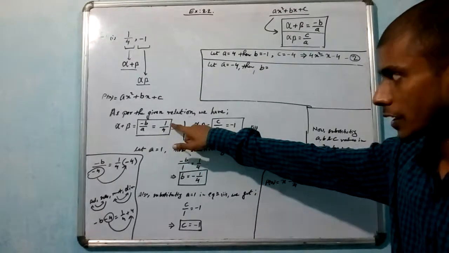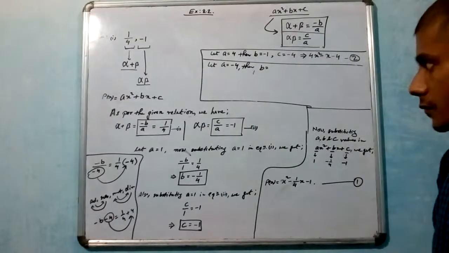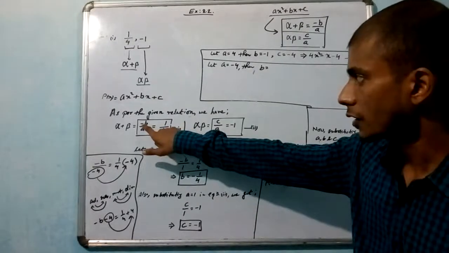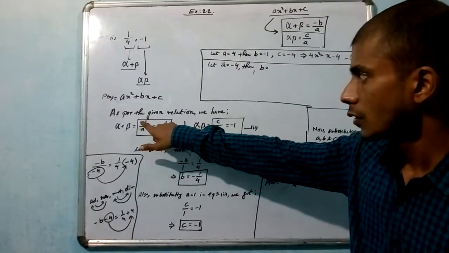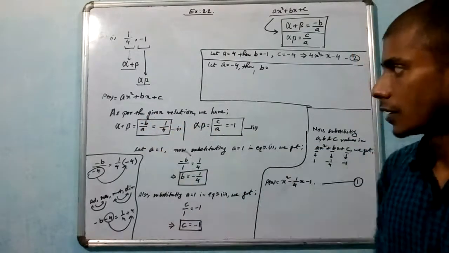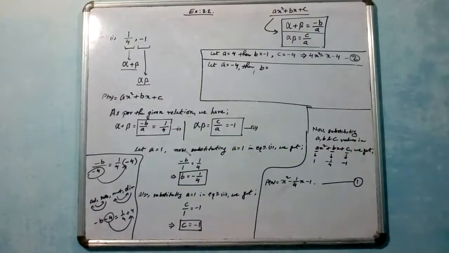Minus 4 by 4, how much? Minus 1. And we want b here. Here already there is a minus. When this minus 1, this minus symbol, comes to that side, what will happen? Minus 1 into minus gives plus. So how much b will we get?